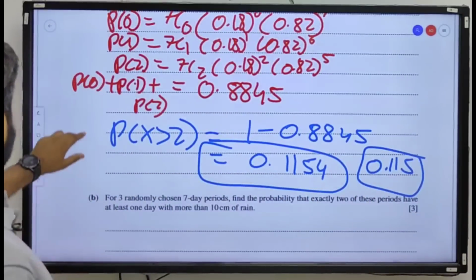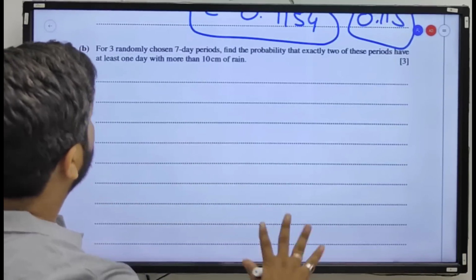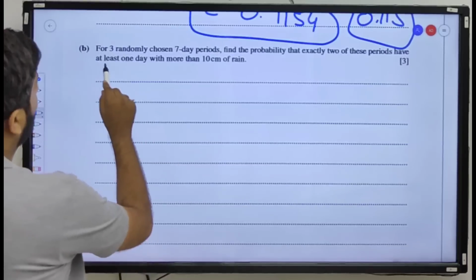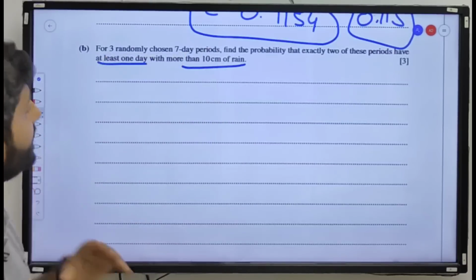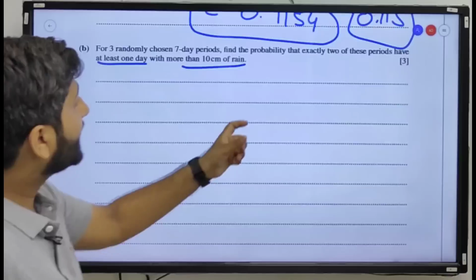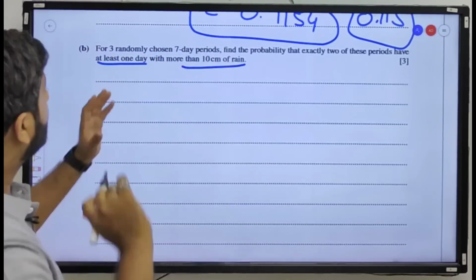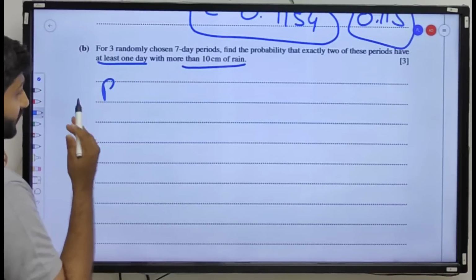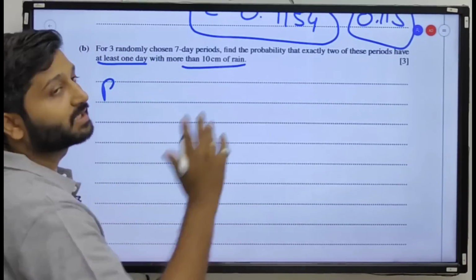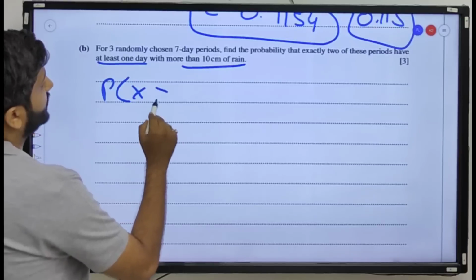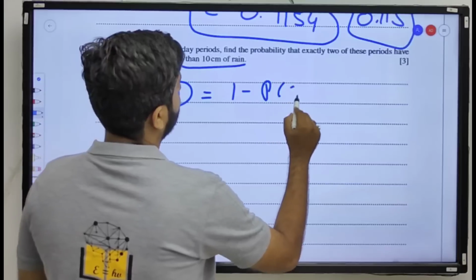Next, for 3 randomly chosen 7-day periods, find the probability that exactly 2 of these periods have at least 1 day with more than 10 centimeter of rain. So we are supposed to find 2 of these periods that have at least 1 day with more than 10 centimeter of rain. So first we are supposed to find x greater than or equal to 1, at least 1 day. So we can find 1 minus probability of 0.